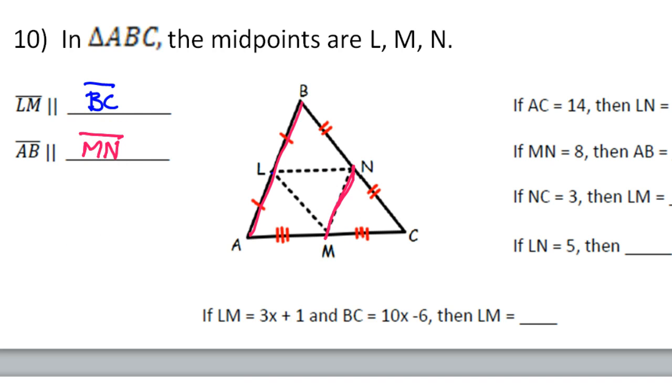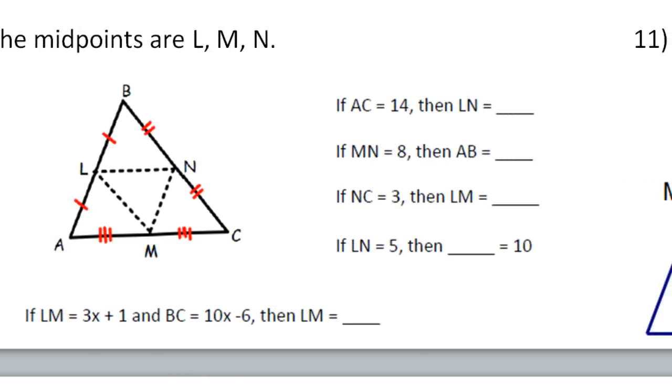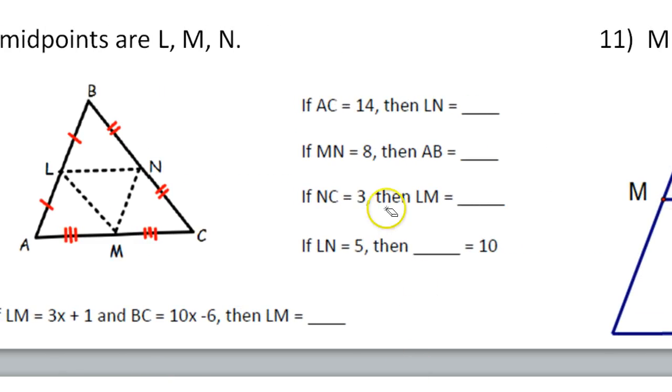Okay, so that's what's parallel. Okay, what of it? Now, if AC is equal to 14, then LN equals, alright, AC is 14. Where's AC? Alright, AC being 14, that's this whole thing right here. If this is 14, then LN is going to be 7, because it would have to be half.